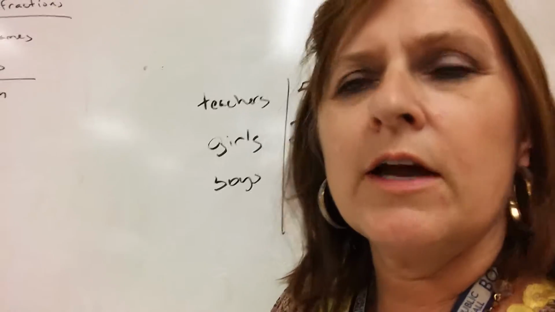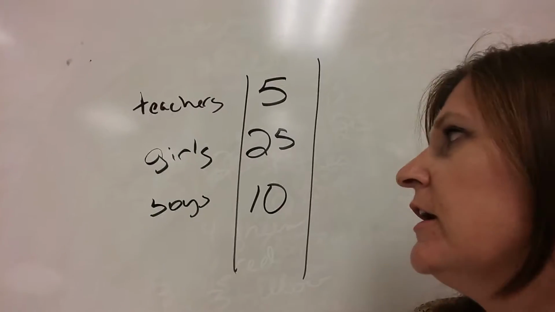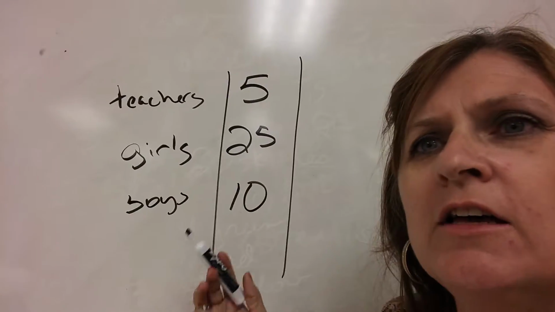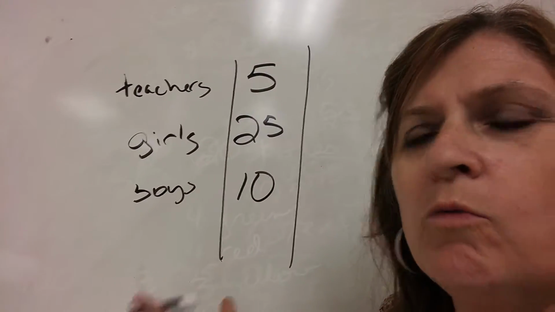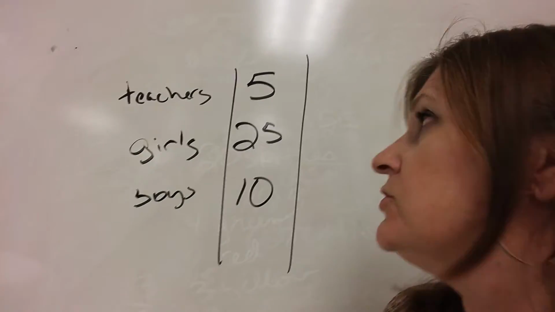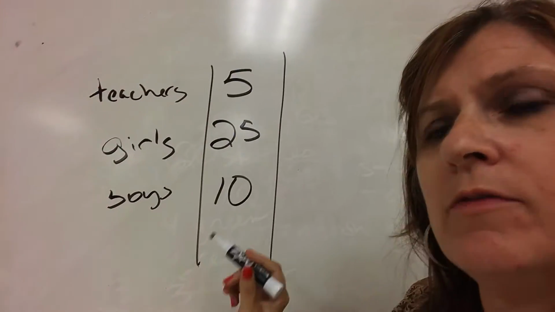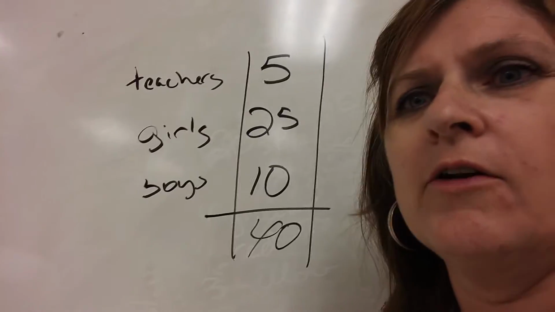All right, guys, here's another kind of question that you might see. I made a table over here, and in this imaginary world here, there's 5 teachers, 25 girls, and 10 boys, and I want to know which one of these is 25% of the total people. So what I'd have to do is first I'd have to add up all of these things, and when I add them up, I find that I have 40 of them altogether.